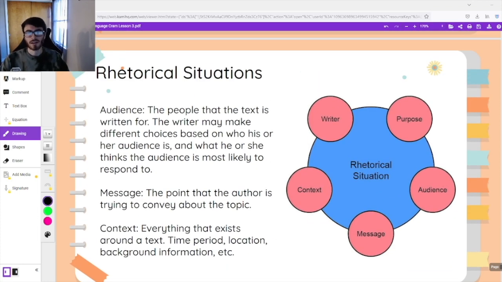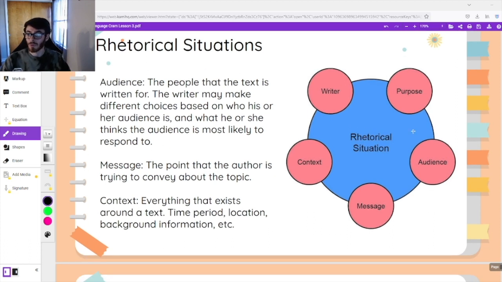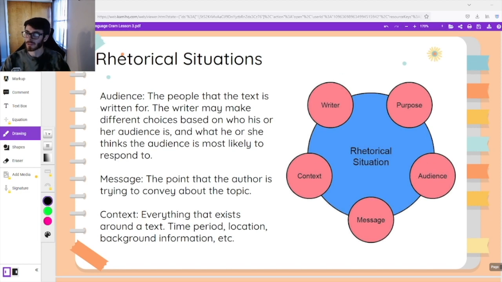The audience are the people that the text is written for, and the writer may make different choices based on who his or her audience is and what he or she thinks the audience is most likely to respond to. So if your audience is children, you will probably choose to write whatever you're writing in a different way than if you were writing about the same topic to adults, for example. The audience or the expected audience influences the way that a text will be written, and it influences the way that we can understand a text.